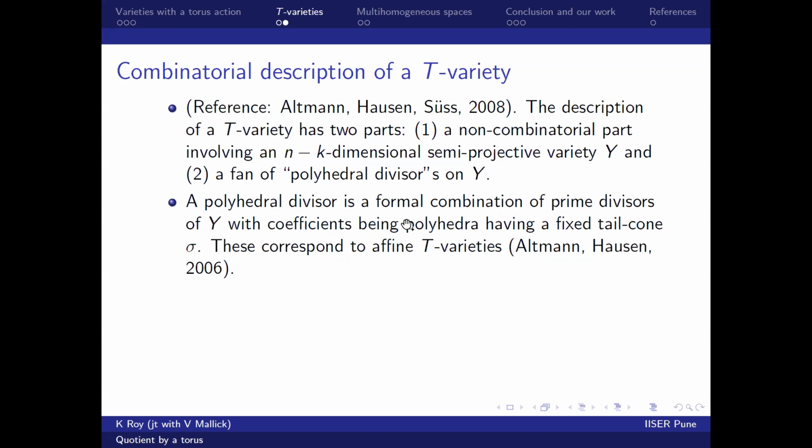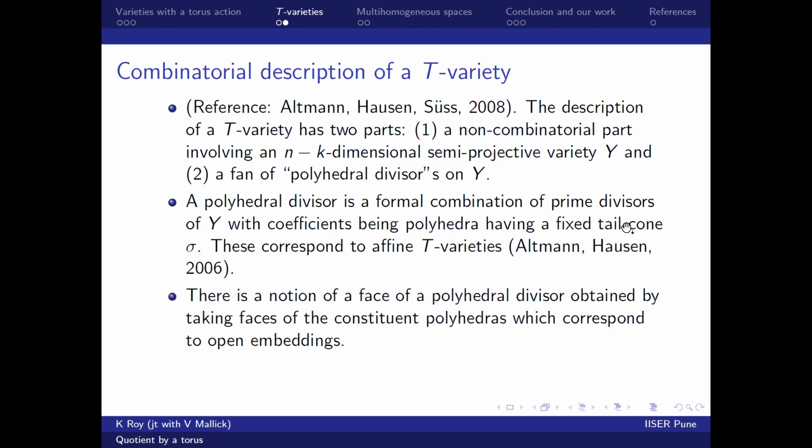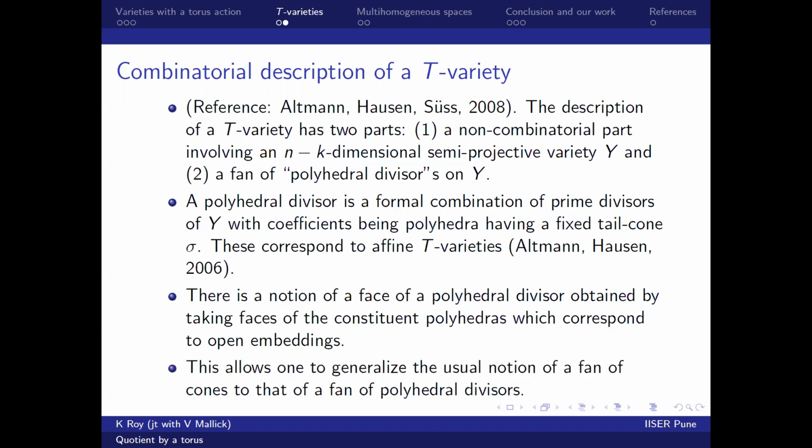And a polyhedral divisor means we have prime divisors, and you take the linear combination of prime divisors with coefficients in polyhedra. So the coefficients are not integer or rational numbers, they are polyhedra, but their tail cones are the same, sigma. And this description corresponds to affine T-varieties. So if you have an affine T-variety X, then you have a Y and a polyhedral divisor, or a fan of polyhedral divisors. And like ordinary fans or cones, you can also have faces of polyhedral divisors, and these faces correspond to open embeddings of the corresponding varieties. This whole construction generalizes the ordinary combinatorial construction of toric varieties.